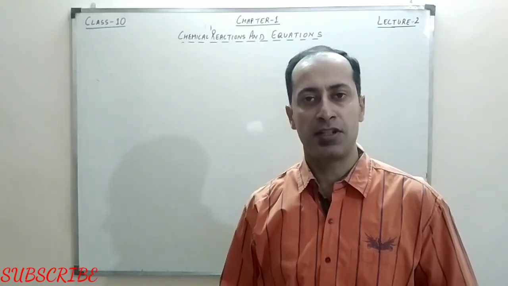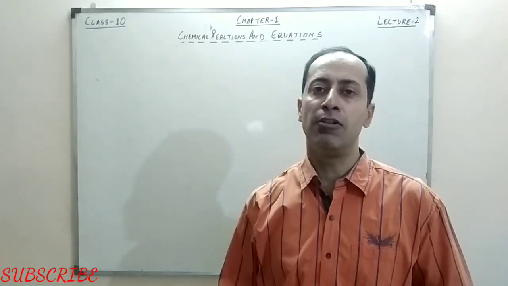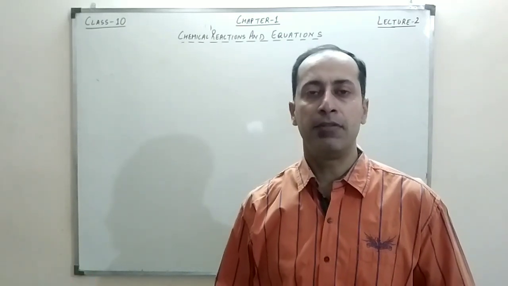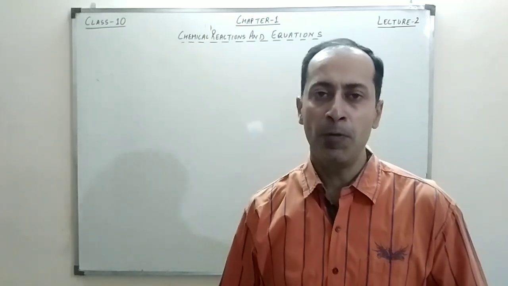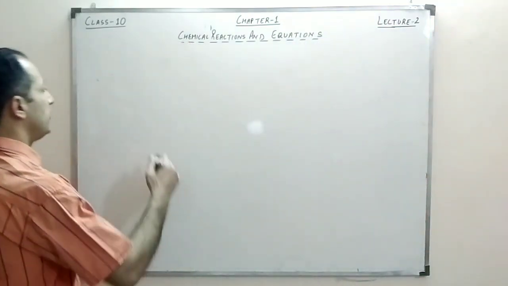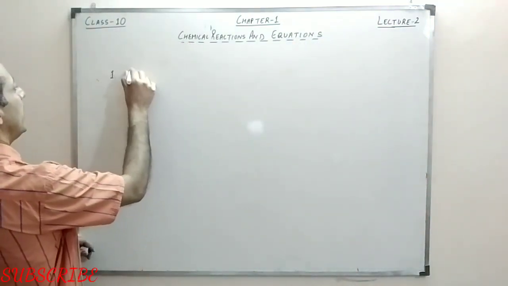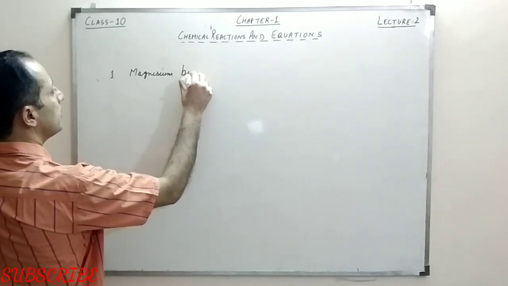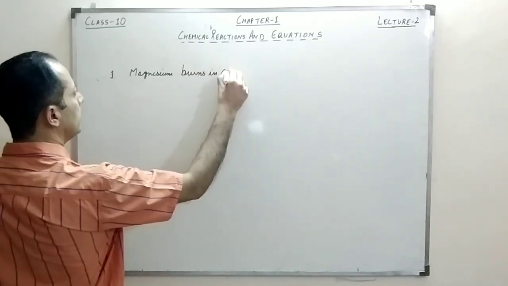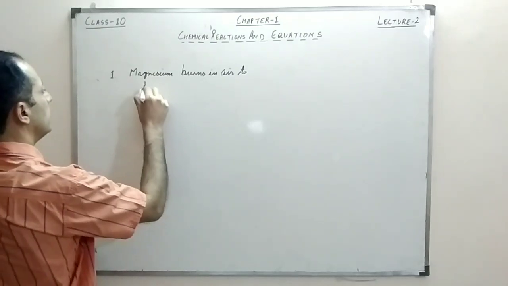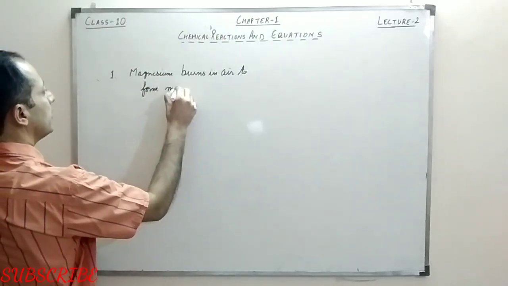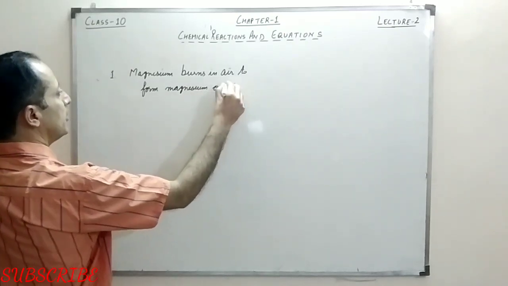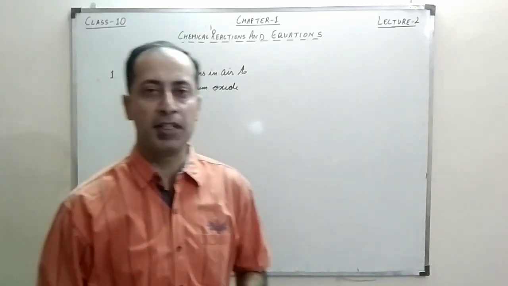Now if we talk about the first reaction we discussed in the previous lecture, that is burning of magnesium, and we have to represent that reaction in some form, the first thing that comes to our mind is a statement. Let's see how we write it. If we talk about burning of magnesium, we say magnesium burns in air to form magnesium oxide. So this is the statement representation of the reaction which we discussed in the previous lecture.